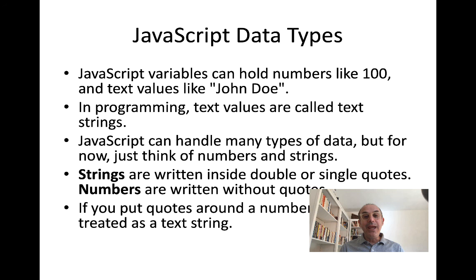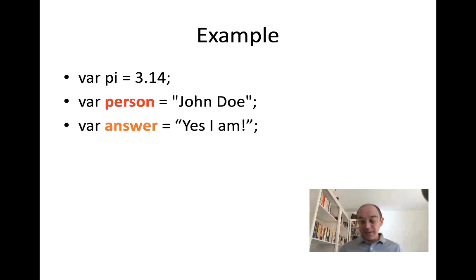In JavaScript, we can handle many types of data, but for now, just think about numbers and strings. A string is written inside single or double quotes. Numbers are written without quotes. So if you are going to use John Doe, you need to put it in quotation marks. If you put quotes around a number, it will be treated as a text string.